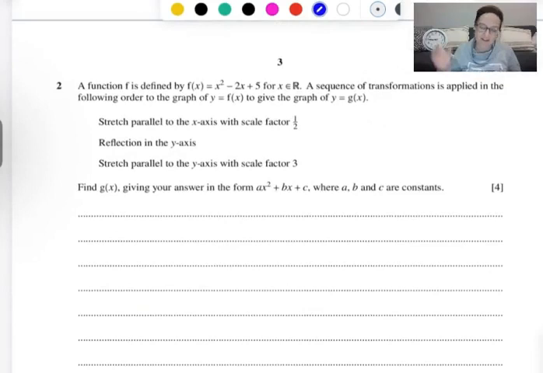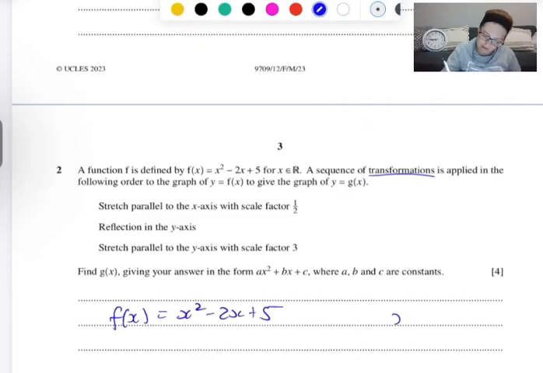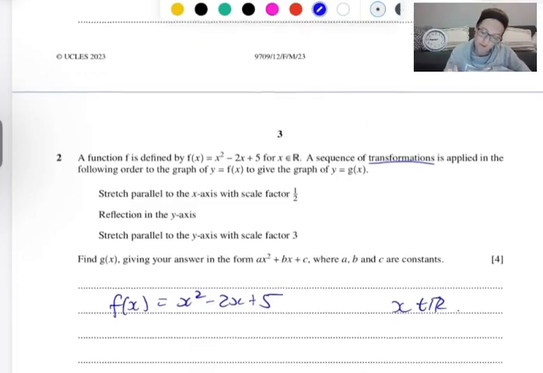Okay, next question. So I'm seeing functions. Immediately when I look at this, I see functions, and I see the keyword transformations. Okay, so my function is defined by f of x, which is x squared minus 2x plus 5, and it's valued for all values of x. A sequence of transformations is applied in the following order to the graph.